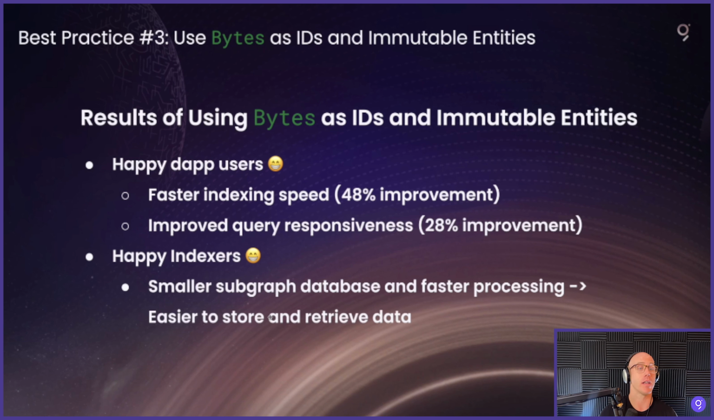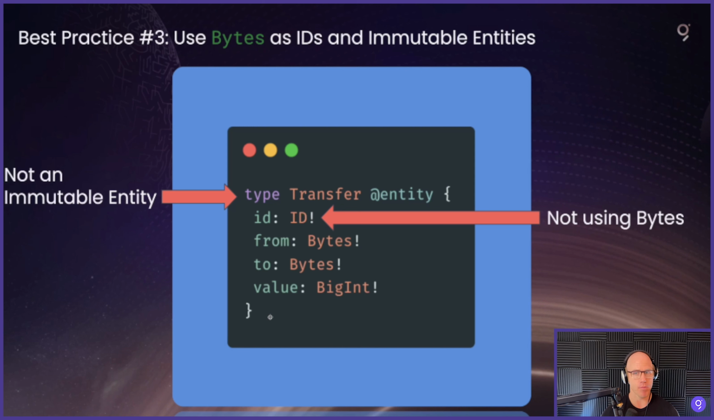And then finally, of course, we have happy indexers, smaller subgraph database, and faster processing. With both of these, it's easier to store and retrieve data. So this is a problematic entity. We have an entity that is not an immutable entity, as we do not see immutable on the entity. And the ID is of the type ID. It could also be of type string, and also, I believe, Int8, or I think there are a few different ones that could be possible. The best one is bytes.